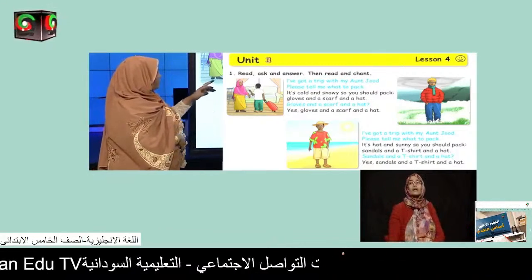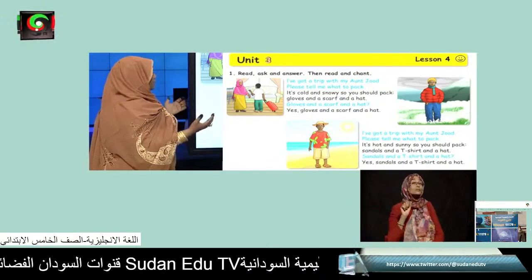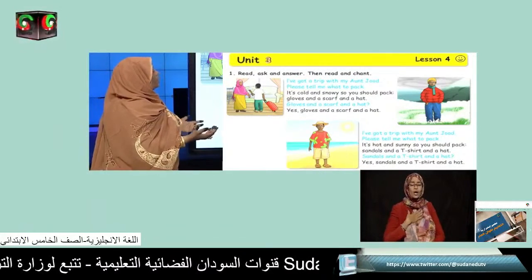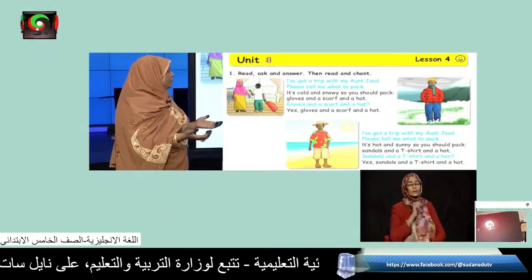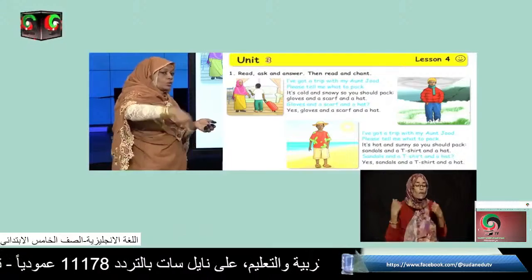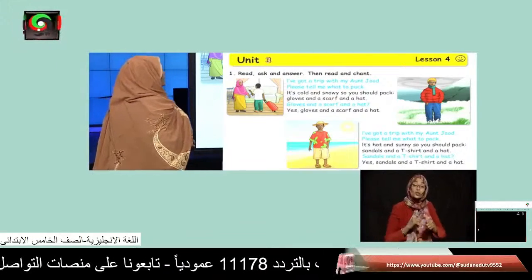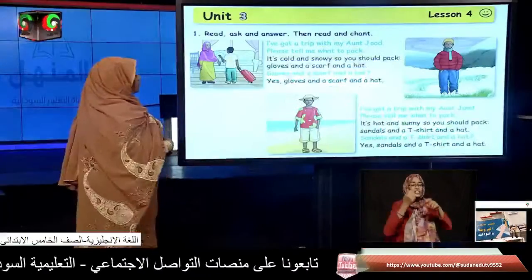Let's see the chant. This is Salah. He is asking us to help him. I've got a trip with my aunt Jude. Please tell me what to pack. What to pack here means what to put in my bag, what to carry with me. Okay, so our answer is, it's cold and it's snowy, as you see here in the picture.